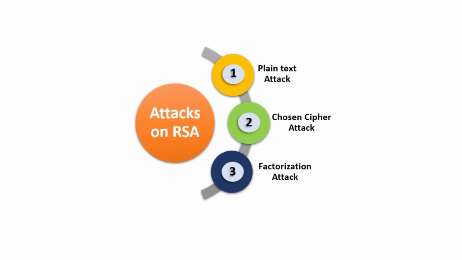However, many vulnerabilities exist in the RSA algorithm. Different possible approaches to attacking RSA are as follows. Plain text attacks. The plain text attacks are classified into three subcategories as follows.